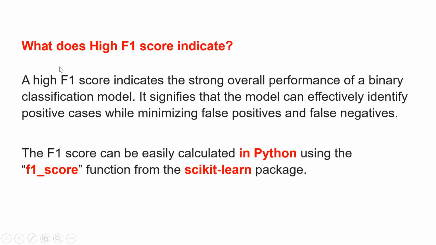Now the question arises, what does a high F1 score indicate? Such types of questions can be given in your paper, students. A high F1 score indicates the strong overall performance of a binary classification model. It signifies that the model can effectively identify positive cases while minimizing false positives and false negatives. And F1 score can be easily calculated in Python, students. There's a function named f1_score in the scikit-learn package. It is just for knowledge, a tip that in Python it can also be calculated using this function.